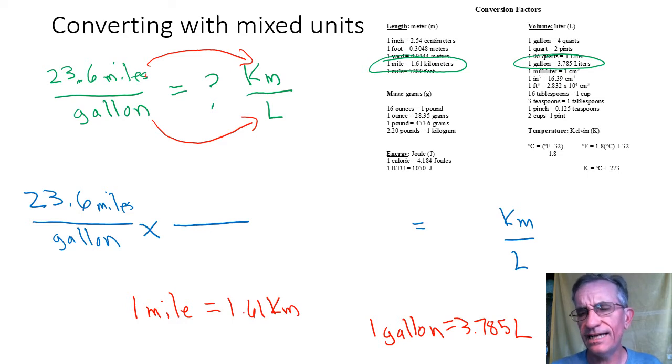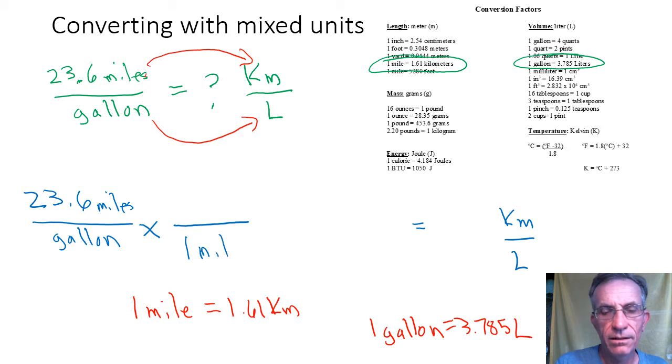Now, let's do the top part. Let's get the miles to kilometers. Same idea. If you have miles here and you want miles to go away, where do you put it? Opposite blank, on the bottom. So I'm going to write 1 mile on the bottom. And looking at this conversion factor, the other side goes on top, the 1.61 kilometers.